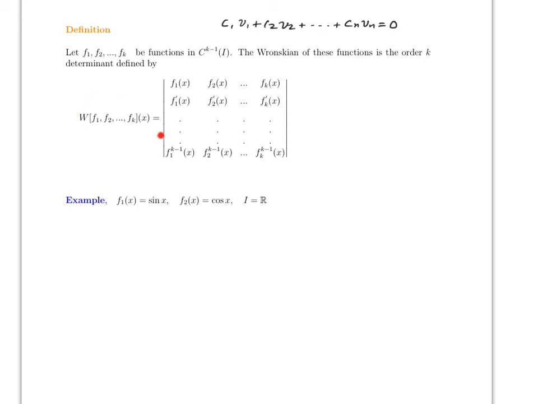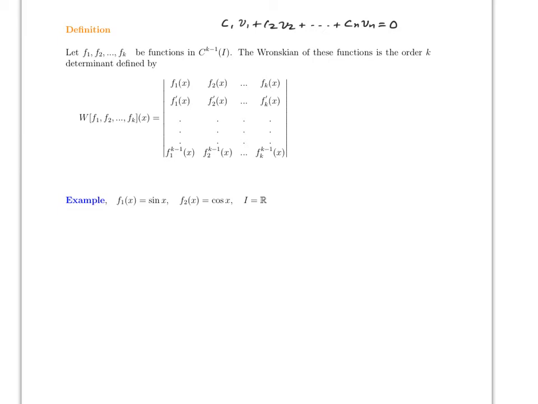Remember, this is the Wronskian. We used this when we did the variation of parameters. And this is the determinant. So you have the functions, then the derivatives, and so forth. So we have done this before. Therefore, this is a way more efficient way to check if two functions are linearly independent, or three functions, or four, and so forth.